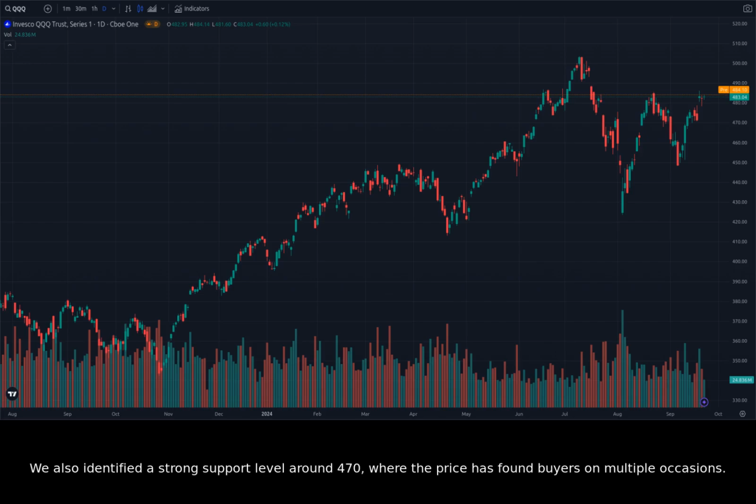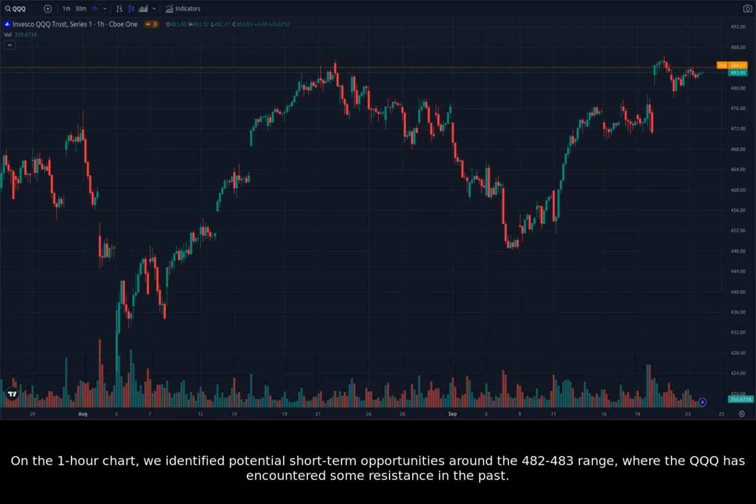We also identified a strong support level around 470, where the price has found buyers on multiple occasions. This level could serve as a critical area of support for the bulls if the market experiences a pullback. On the 1-hour chart, we identified potential short-term opportunities around the 482 to 483 range, where the QQQ has encountered some resistance in the past.